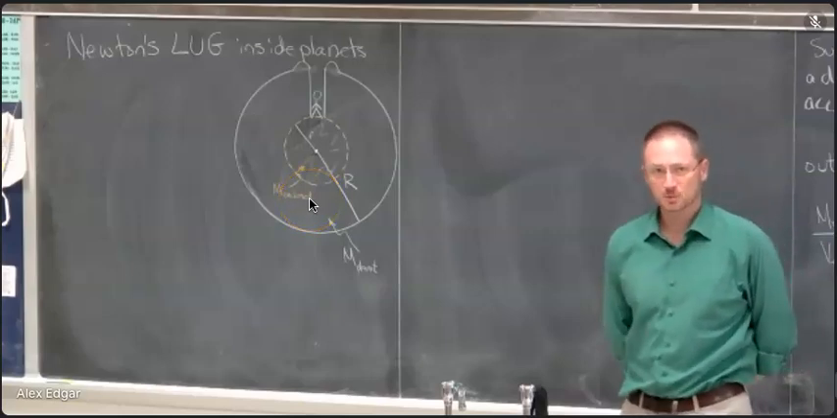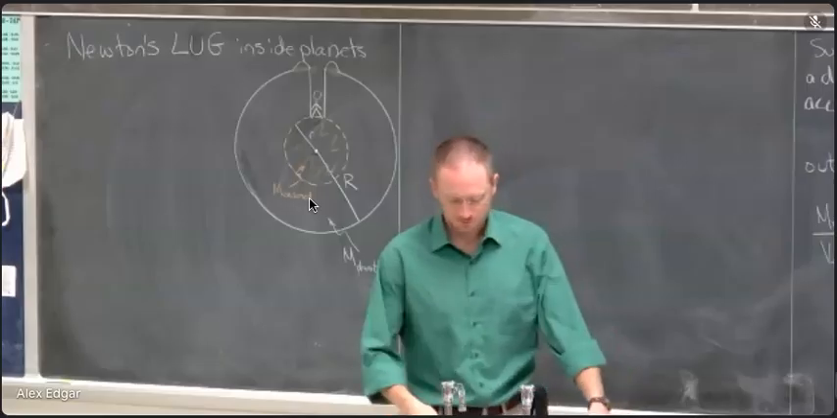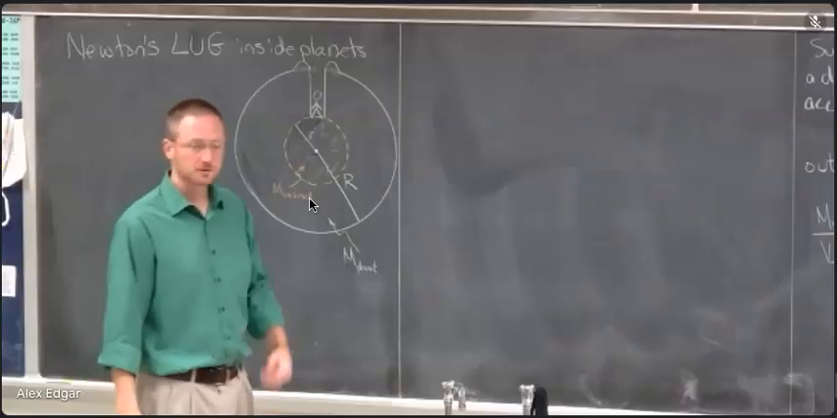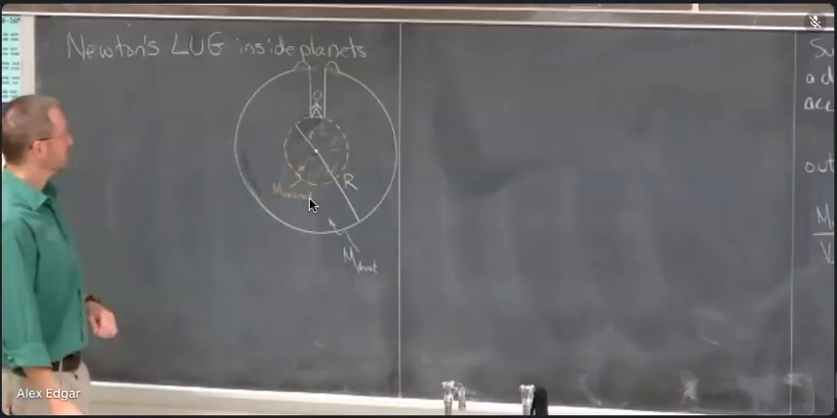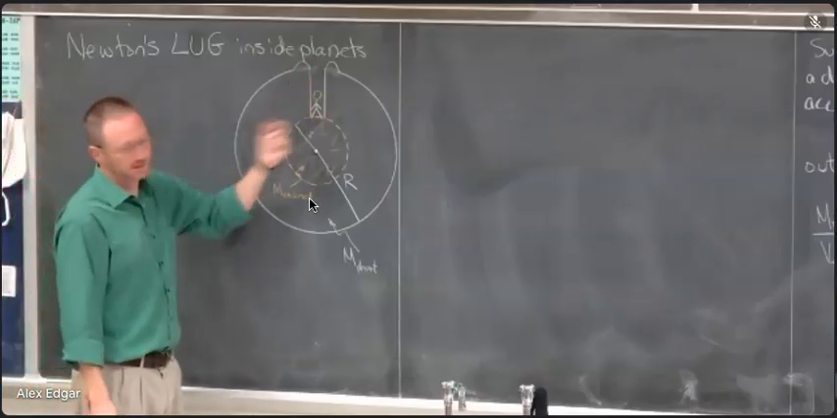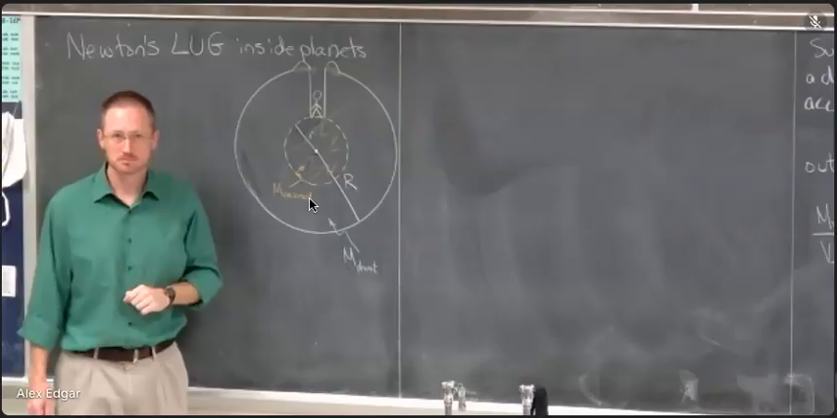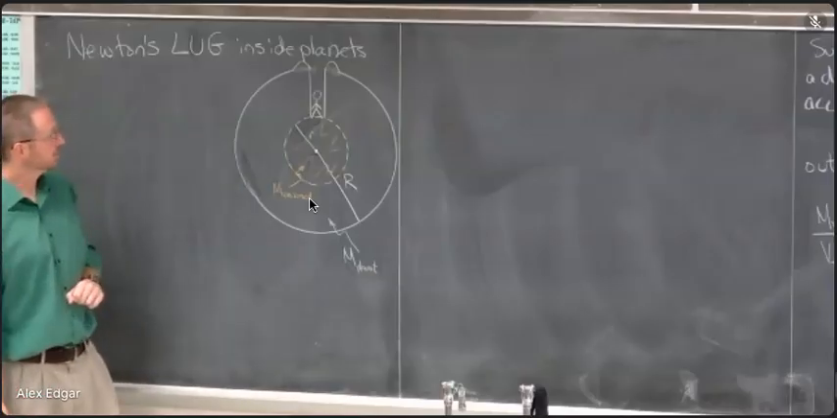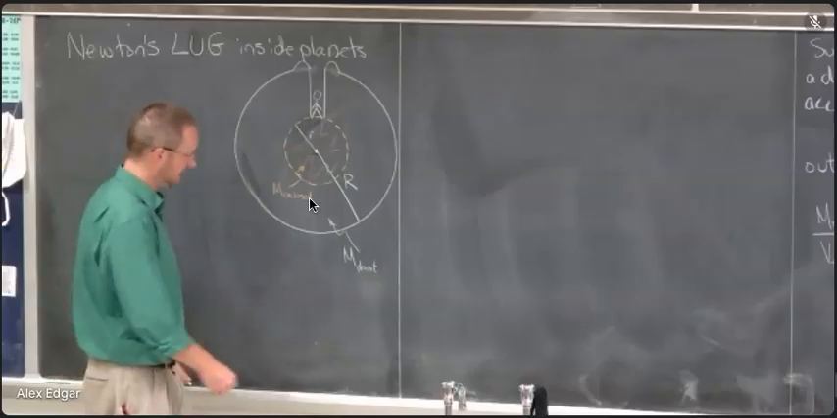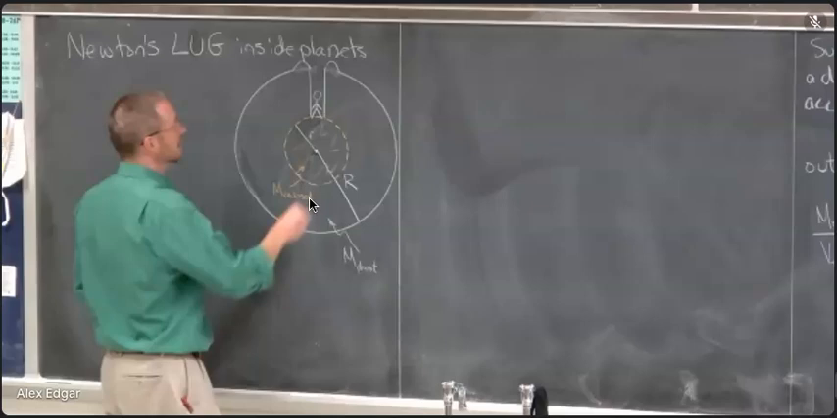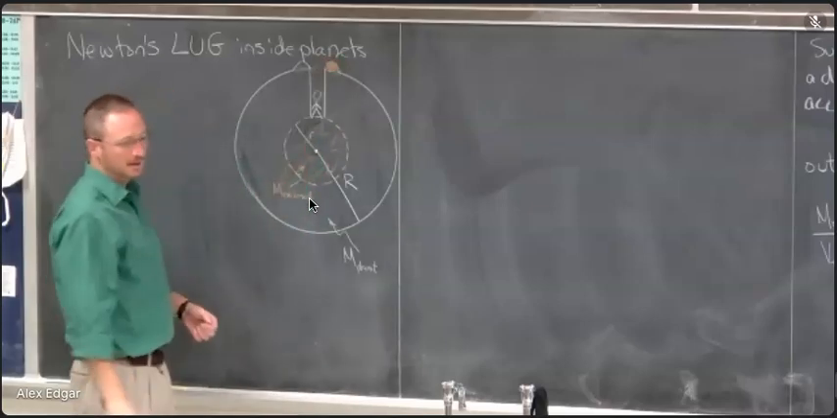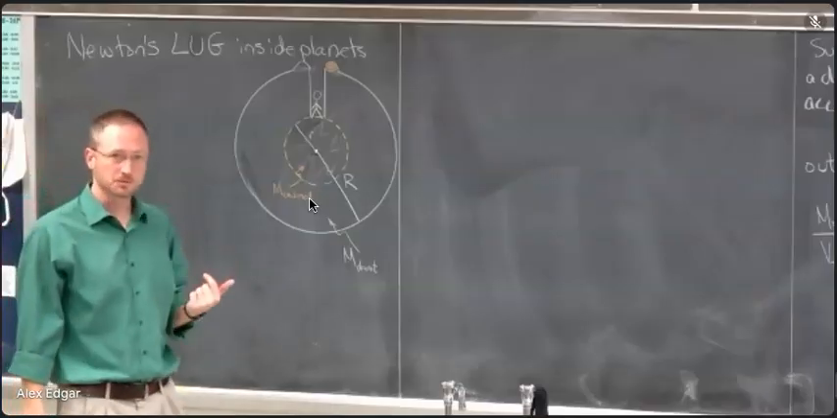In our last video, we looked at Newton's law of universal gravitation outside of planets. Now let's take a look at Newton's law of universal gravitation inside planets. So suppose you are able to drill a giant hole into a planet and move inside of it such that some of the mass of the planet has been removed and it's now above your head. This planet is now pulling up on you.